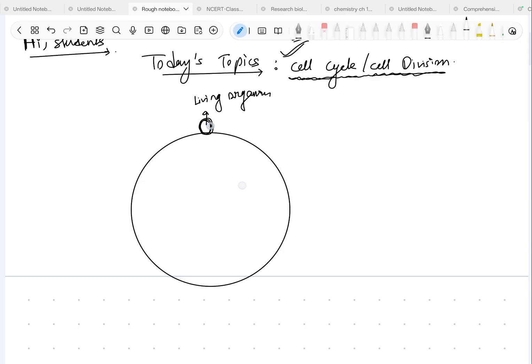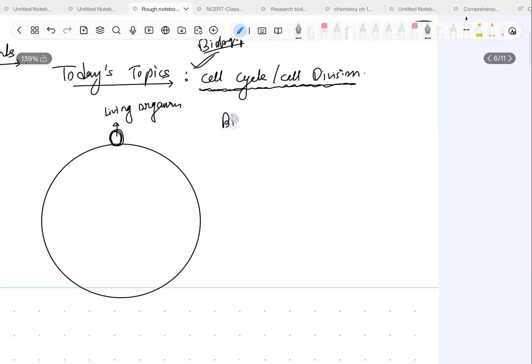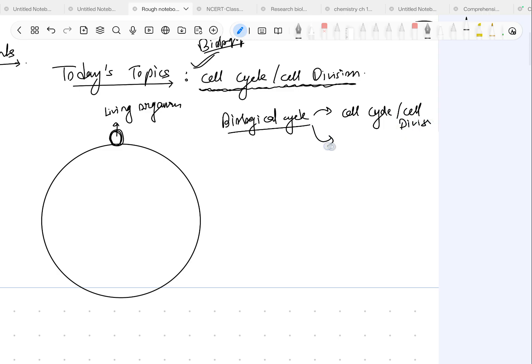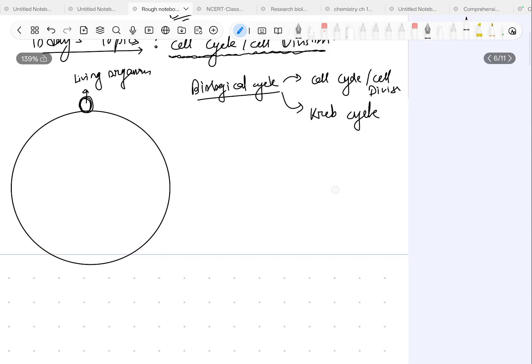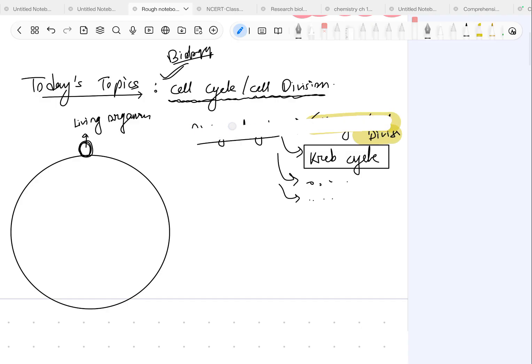So this living organism will perform some biological cycle. There are many types of biological cycle. Today we are discussing the cell cycle, or the cell division, you can say. The next video will come on the other cycle. There are many biological cycles, and I will tell about them later on, but today we are going to focus on cell division. So let's move further.